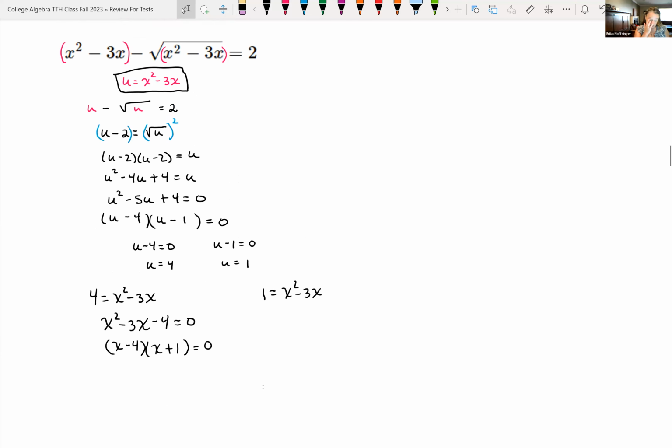And so in that case, we'll set each piece equal to 0. So we have x minus 4 equals 0, and we have x plus 1 equals 0. So add 4 to both sides, we get x equals 4. Subtract 1 on both sides, we have x equals negative 1.